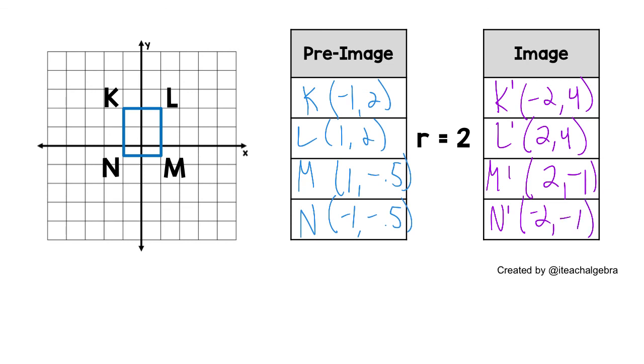Let's plot our points. -2, 4 is K prime. 2, 4 is L prime. 2, -1 is M prime. And -2, -1 is N prime. We connect these points together and we have a new shape.